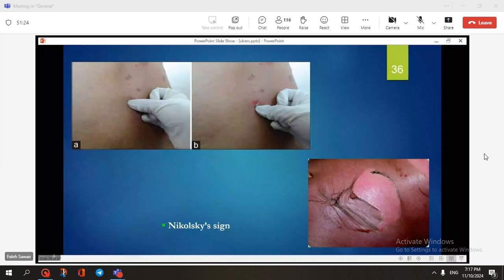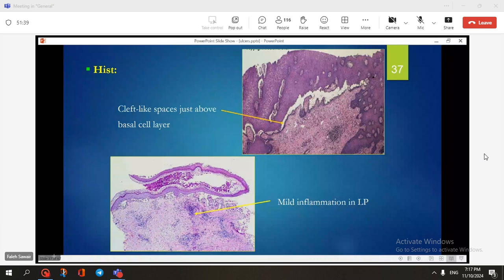And the Nikolsky sign, where you press on the tissue and cause lateral friction, will result in development of vesicles or bullae in these patients. So this is called the Nikolsky sign. It is positive in these patients. It is intraepithelial, so the separation is within the epithelium. So it is an intraepithelial vesicle or bulla.